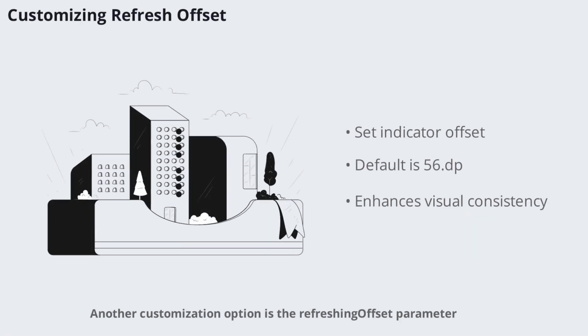Another customization option is the refreshing offset parameter, which controls where the pull to refresh indicator appears during the gesture. The default value is 56 dp, but you can change it to match your app's design. This flexibility allows you to create a more tailored and visually consistent refresh experience for your users.